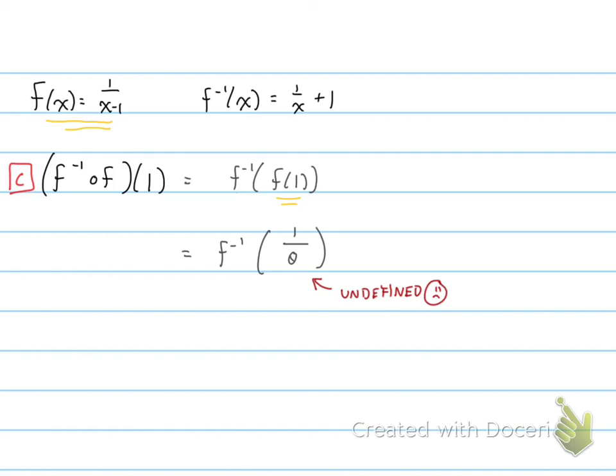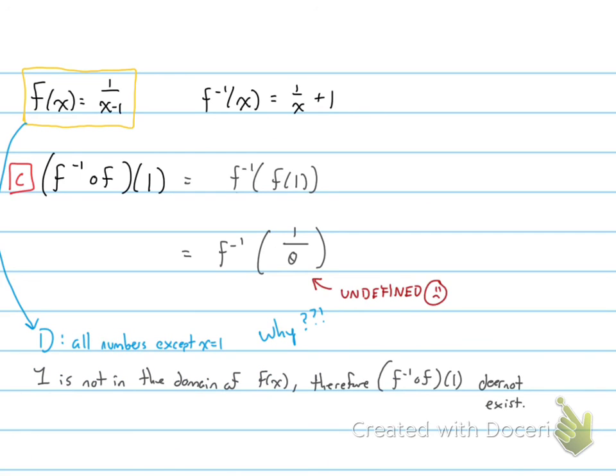Let's think about why that's the case. If I look at my original function f of x and ask what the domain of that is, the domain of this function would be all real numbers except for x equals 1, because 1 would make my denominator 0, which I can't have. So when I try to plug in 1, I don't get an answer, which is why I have to exclude values like that from my domain. So 1 is not in the domain of f of x, therefore f negative 1 of f of 1 does not exist.